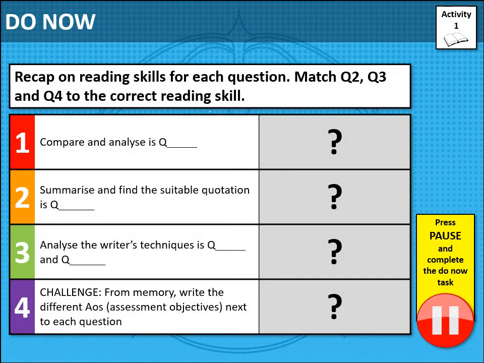For the Do Now task today, you're going to recap on the reading skills needed for each question. You need to match question 2, question 3 and question 4 to the correct reading skill that is listed. Press pause to do this and then press play to find out the answers.